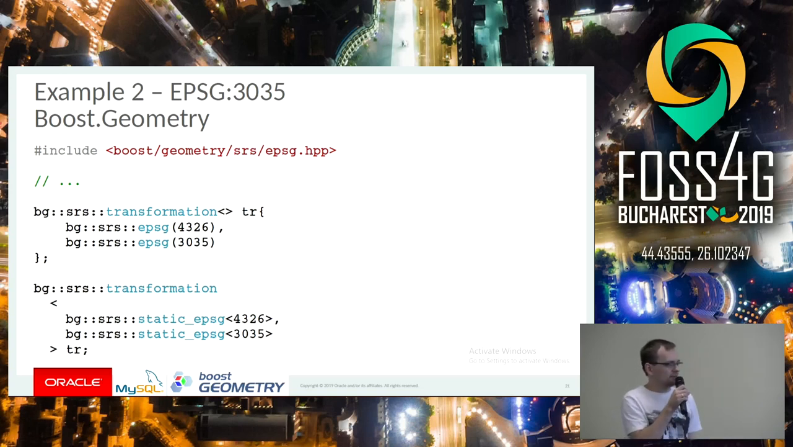But if you don't care about that, you can simply pass EPSG codes, and that will create the transformation for you. The upper one is where the EPSG code is passed at runtime, and the lower one is passed at compile time.